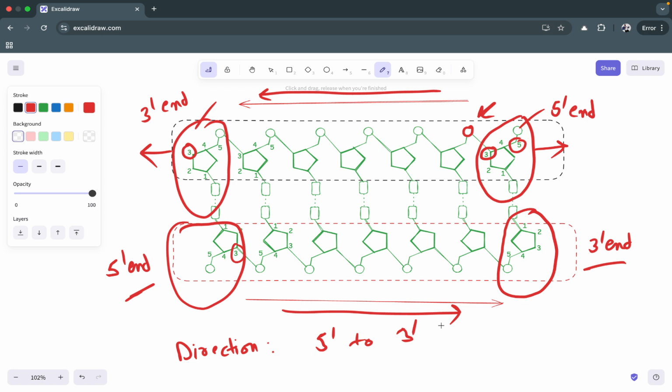And now you know what ends we have in the DNA molecule and how we name them.